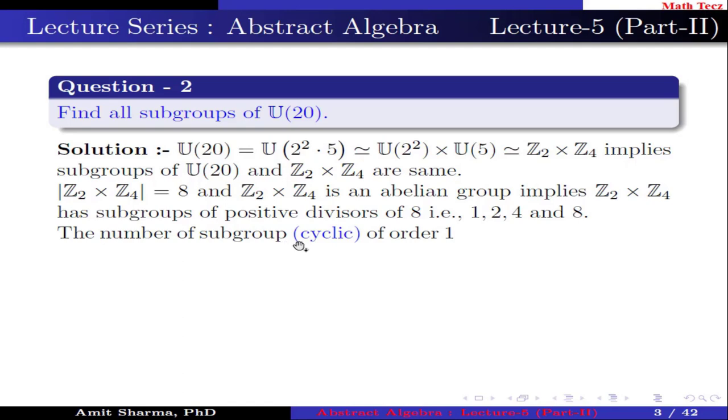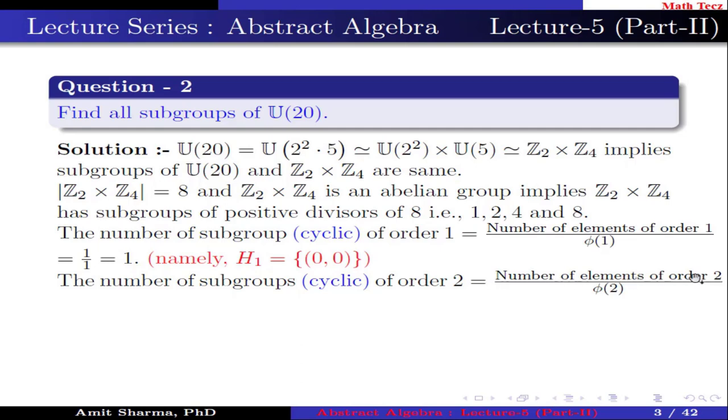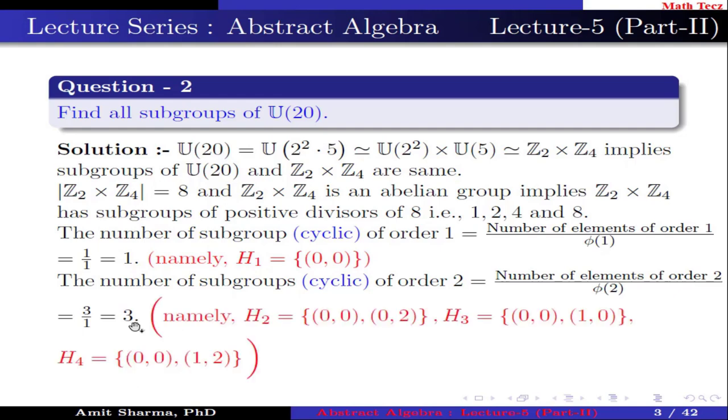The number of subgroups of order 1, which is cyclic, is equal to the number of elements of order 1 divided by phi of 1, which is equal to 1. And the subgroup is H1, which contains the element (0,0). The number of subgroups of order 2, which is cyclic, is equal to the number of elements of order 2 divided by phi of 2, which is equal to 3. And the subgroups are H2, containing the elements (0,0), (0,2); H3, containing the elements (0,0), (1,0); H4, containing the elements (0,0) and (1,2).